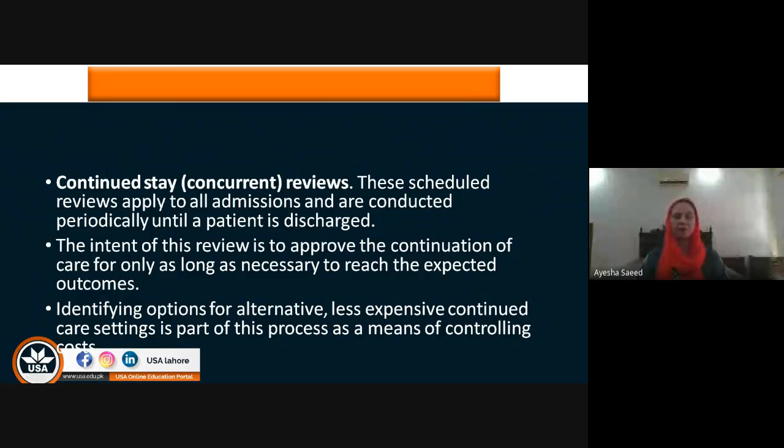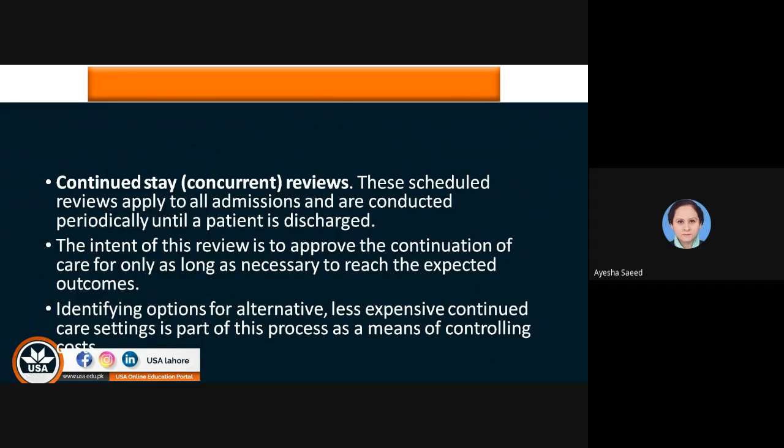The intent of this review is to approve the continuation of care for only as long as necessary to reach the expected outcome. So this is done to determine whether the patient needs to be discharged, so that there is no wastage of resources. Identifying options for alternative, less expensive continued care settings is part of this process as a means of controlling cost. So it is the responsibility of the reviewer to select an alternative healthcare setting where services could be provided at a lesser cost.